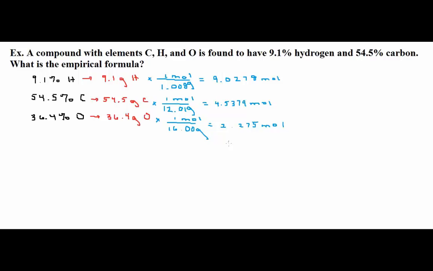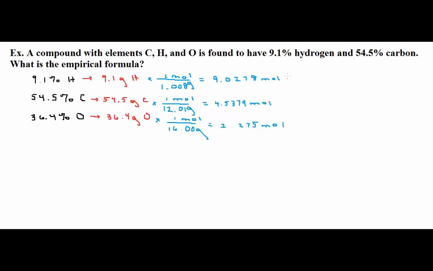Now, I've got these 3 numbers. What I would love to do would be just to round them to a whole number, make them my subscripts, and then I would be done with this problem. However, you can't do that. You can't round this 4.5 to 5 because you have to be within 1/10 of a whole number. This 2.2, I cannot round that to a whole number.